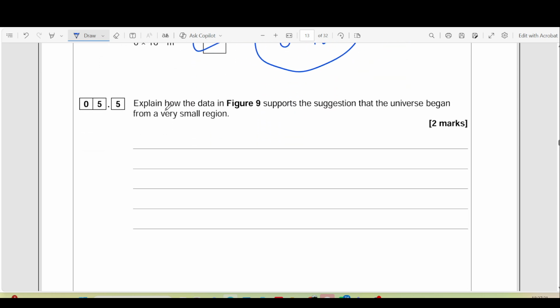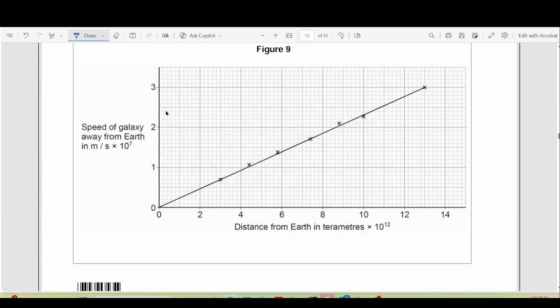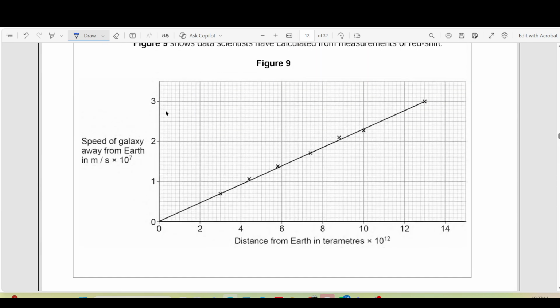The data in Figure 9 supports the suggestion that the universe began from a very small origin, and the universe was a small distance away from Earth. Yeah, galaxies further away are moving the fastest, right? Yeah.